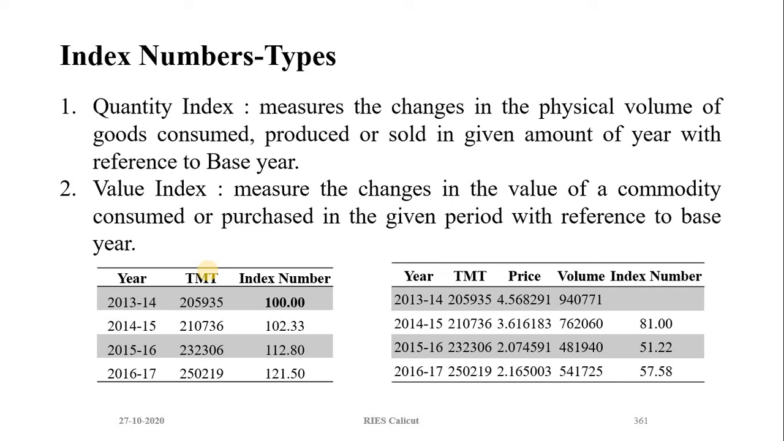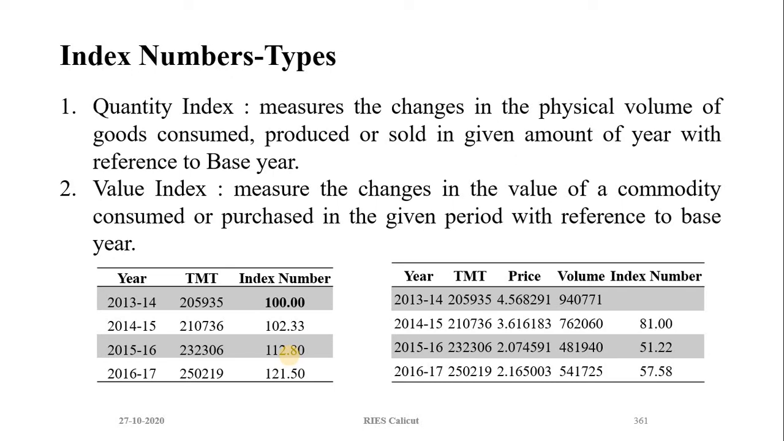In 2014 it has increased by 2.33%. In 2015, 12%, because its index number is 112.8. In 2016, it is 121.5. What does it mean? Compared to 2013, in 2016 there is an additional 21% increase in the quantity of petroleum products.